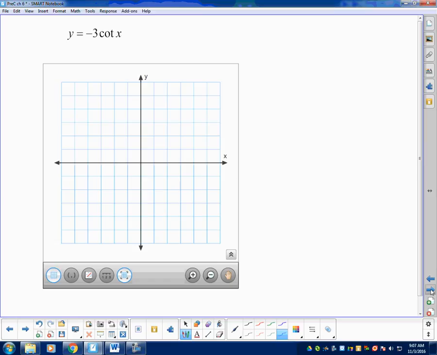So the vertical asymptotes here are going to be located at 0 and at, here's pi, and at negative pi. And then here again at 2 pi. So we've got one here.